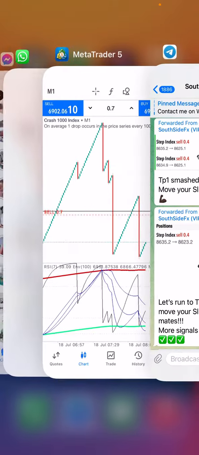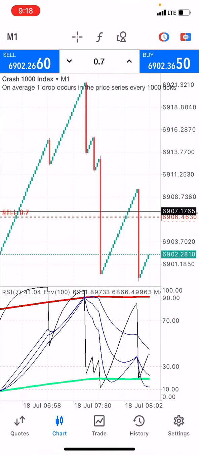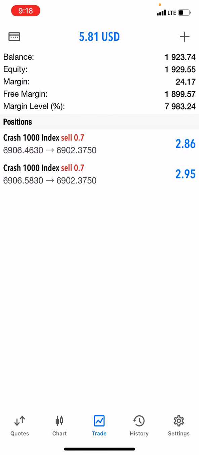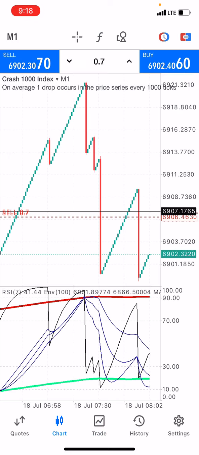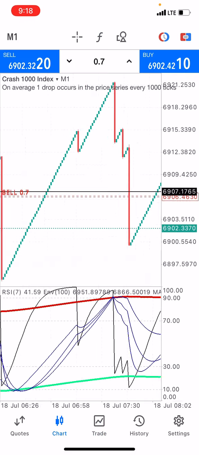All right, so you see, we are on a trade running live. We've caught some spikes already, waiting to catch more spikes. Of course, we are going to catch more spikes.